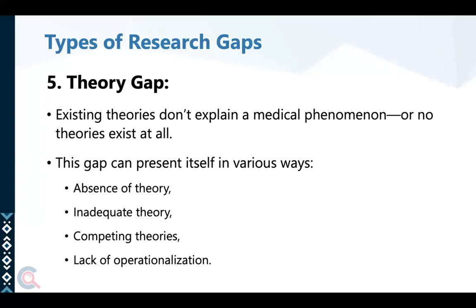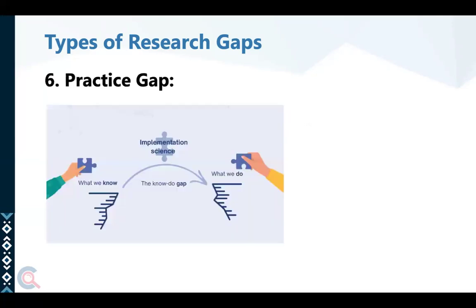So these gaps really are at the beginning of the research process. So the last type of gap is practice gaps. And you can also call this kind of gap the know-do gap, right? Which is the whole point of implementation science. And in the module on implementation science, this is going to be covered extensively.